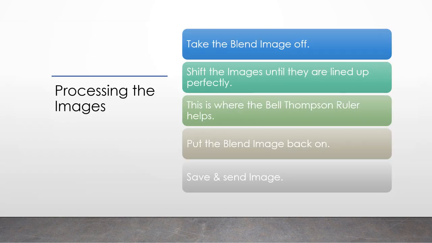Processing the images. Take the blend image off. Shift the images until they are lined up perfectly. This is where the Bell-Thompson ruler helps. Put the blend image back on, save, and send your image.